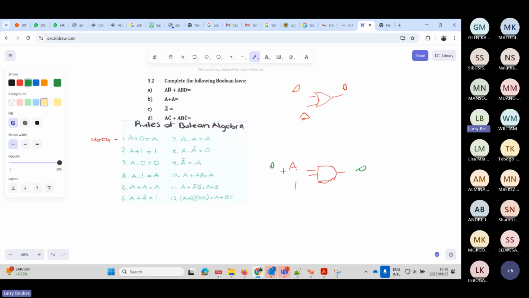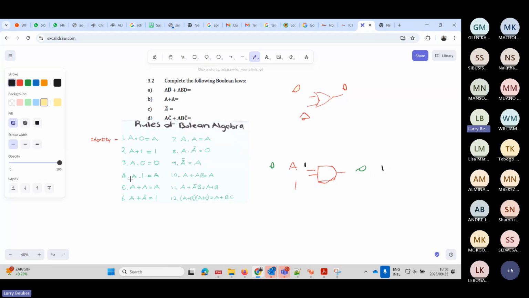But we are not done yet. What if for this value of A, we assign it to a 1? What's going to happen? Let's change the color and see what's going to happen. Let's go for black. So if we say 1 here, 1 ANDed with a 1, the output will be 1, right?